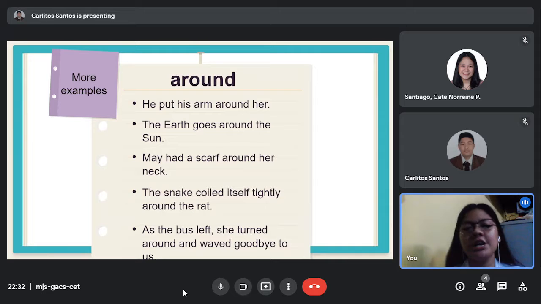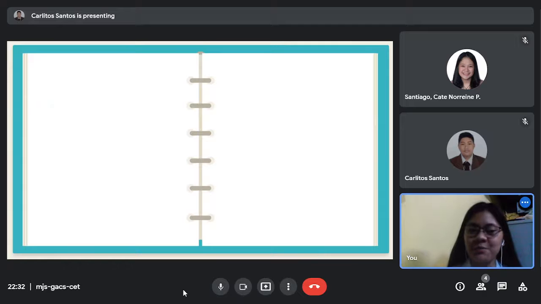We can see here that around is used in different sentences, different examples. Again, the meaning of around is a movement of going in a curved route, but not going through it. And then, let's also have the next preposition of movement.